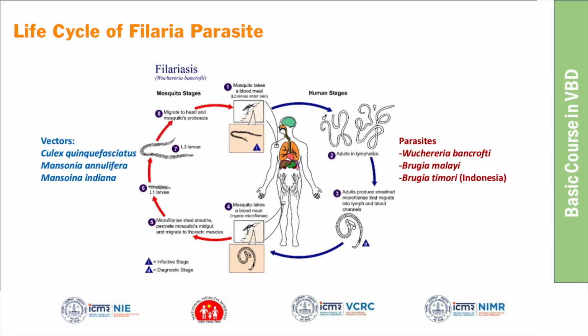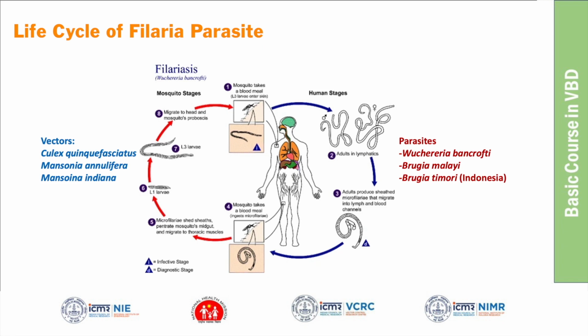As far as Wuchereria bancrofti is concerned, as far as Brugia malayi is concerned, it's Mansonia annulifera and Mansonia indiana and uniformis, which are associated with the seaweeds or water hyacinths in the brackish waters. In Odisha, you have a focus in Baleshwar of Brugia malayi, in addition to Wuchereria bancrofti, which is quite prevalent or endemic along the coastal districts of Odisha.